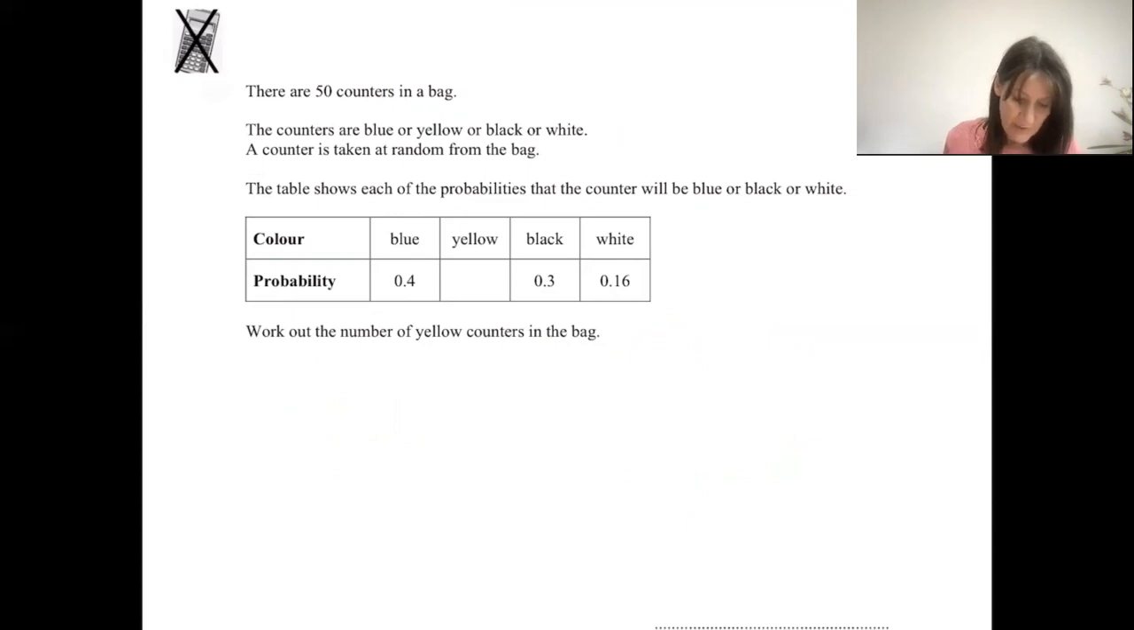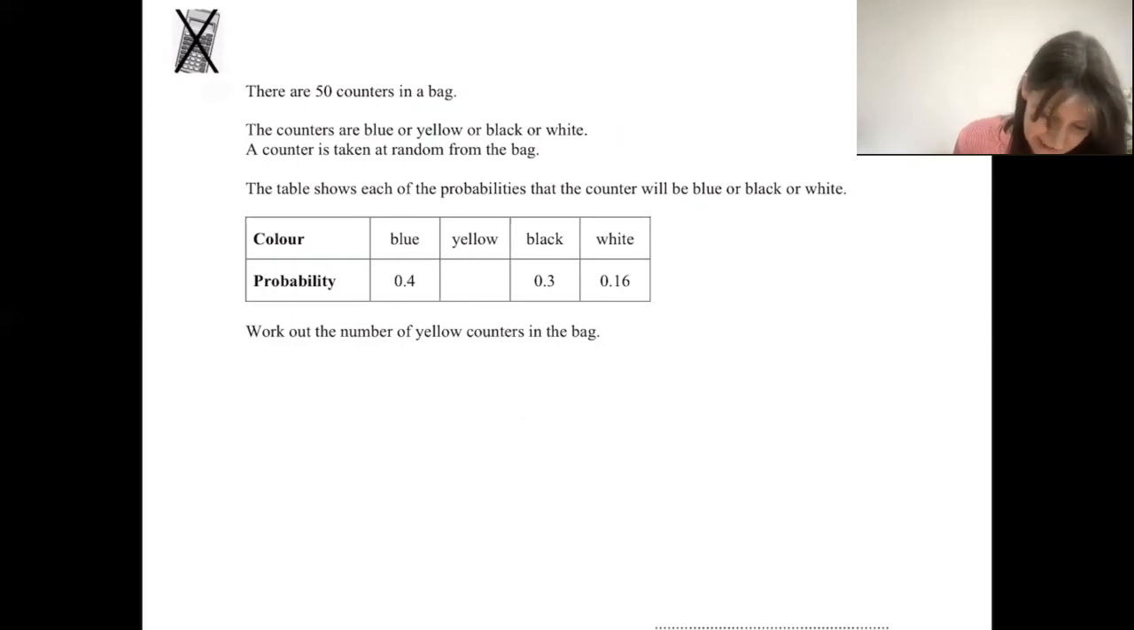Okay, so we've got 50 counters in a bag. The counters are blue, yellow, black, or white, and a counter is taken at random. The table shows each of the probabilities, and we've got to work out the number of yellow counters that are in the bag. So the first thing I need to know is the probability for getting yellow.